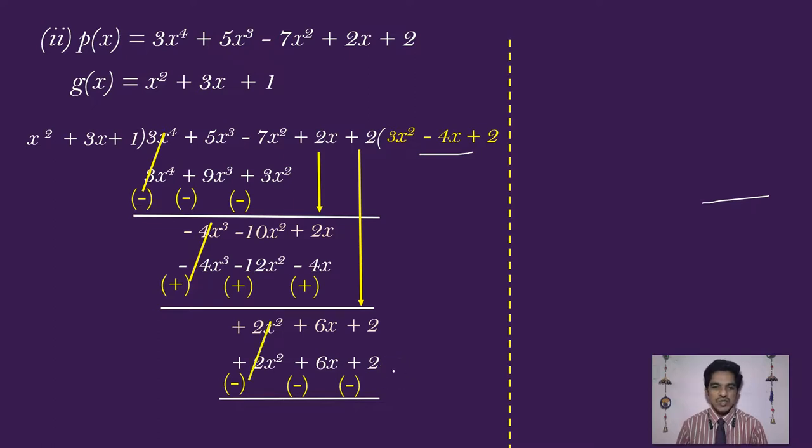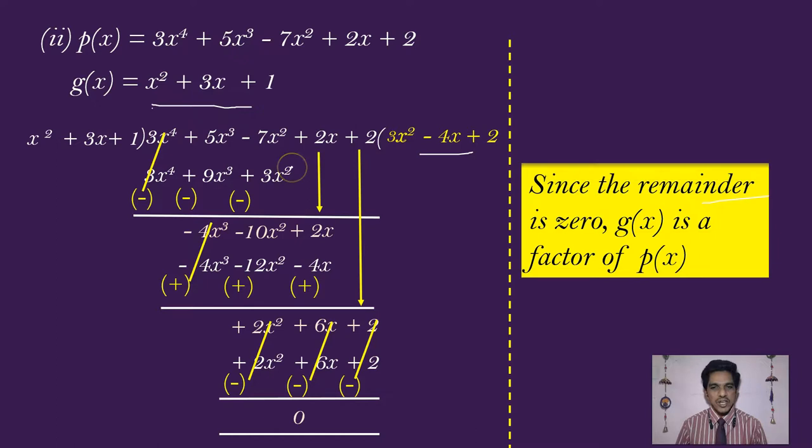Plus 2x square minus 2x square 0. Plus 6x minus 6x 0. Plus 2 and minus 2 is also 0. Now what is the remainder here? Remainder is once again 0. So according to the division algorithm, the divisor now is a factor of the dividend. So you can write, since the remainder is 0, g of x is a factor of p of x.